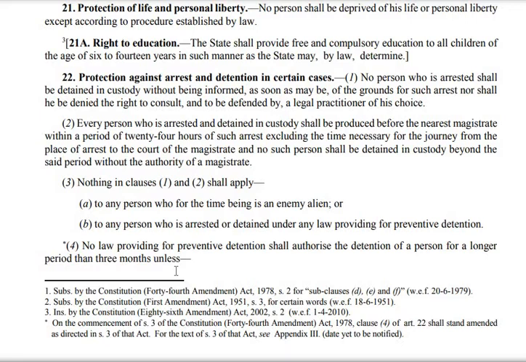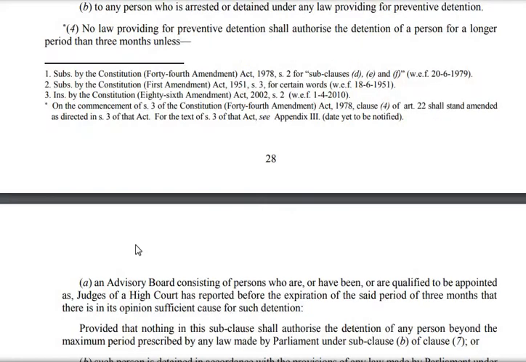No law providing for preventive detention shall authorize the detention of a person for a longer period than 3 months unless an advisory board consisting of persons who are or have been or are qualified to be appointed as judges of a high court has reported before the expiration of the said period of 3 months that there is in its opinion sufficient cause for such detention.